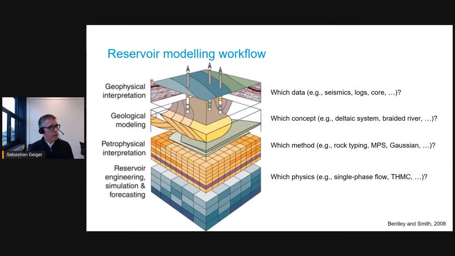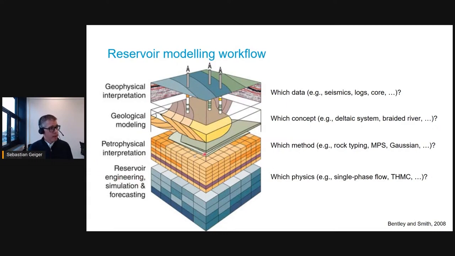We start with our geophysical interpretation. We do some geological modeling. We then do a petrophysical interpretation. So we assign permeability, porosity, and capillary pressure functions to the geological model. And then we have our reservoir engineering simulation.